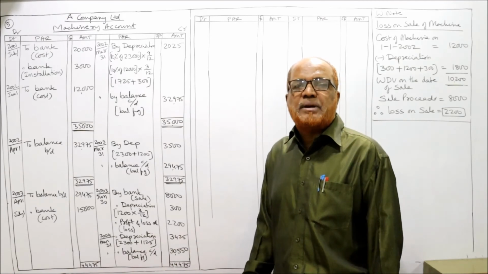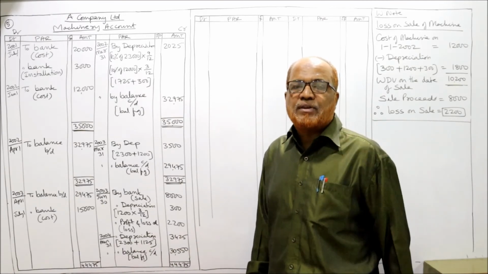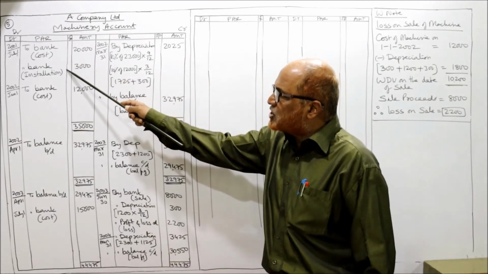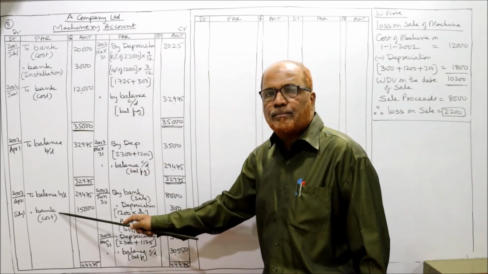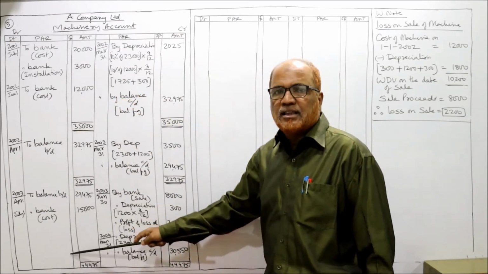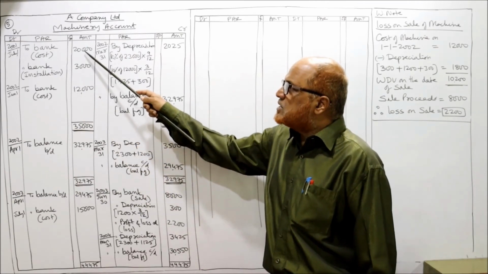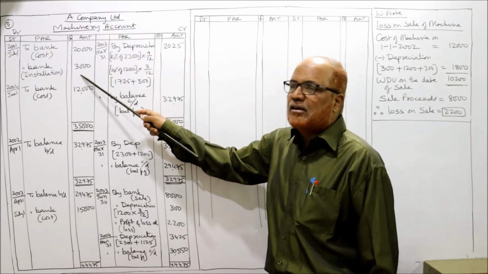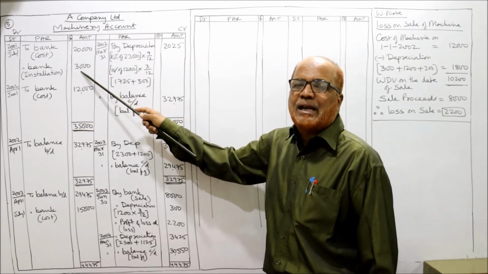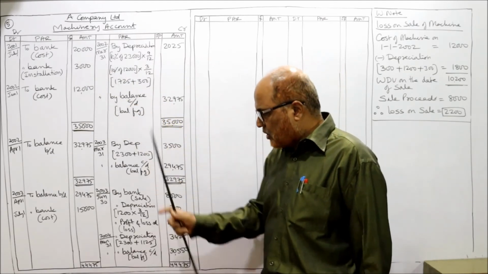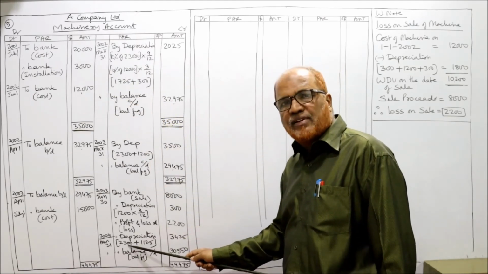Now you have to provide the depreciation on two machines. Which are the two machines? First machine and the third machine. The second machine was sold, gone. Now what is the depreciation on the first machine? 23,000 into 10%, 2300. So 2300 is the depreciation of the first machine.